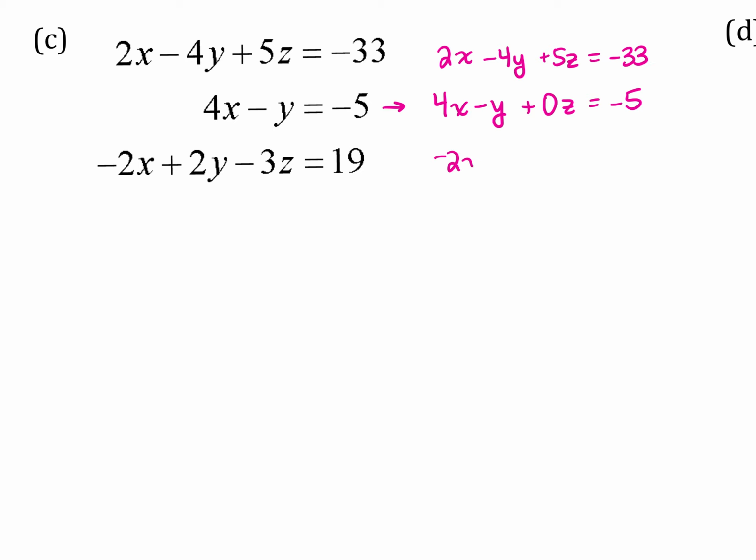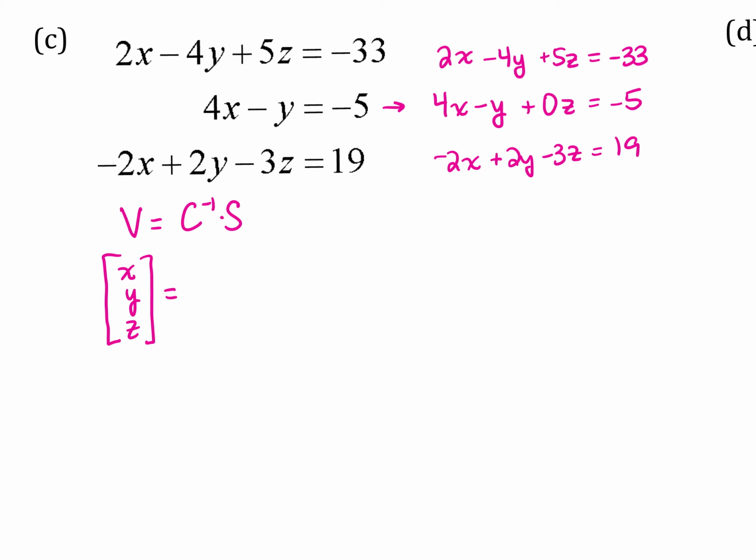And then negative 2x plus 2y minus 3z equals 19. So my setup is this. I have my variable matrix equal to the inverse of my coefficient matrix times what I'm calling my solutions, because that's what's on the right side by itself. So my variable matrix this time just has 3 variables, x, y, z, equals.